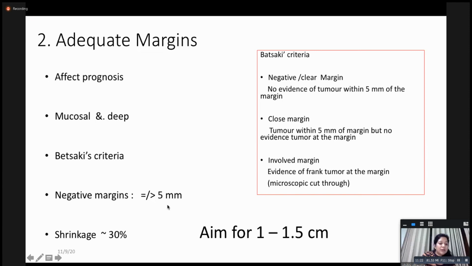Now, the important thing to remember is that to achieve this 5 millimeter on final histopathology, considering the shrinkage can be up to 30%, you must aim for more than 5 millimeter. In fact, you should aim for a minimum of 1 centimeter. There are many studies which say that for tongue, being a very aggressive cancer, you must aim for 1.5 centimeter, so that you are 100% sure that on final histopathology you are getting 1 centimeter or more.